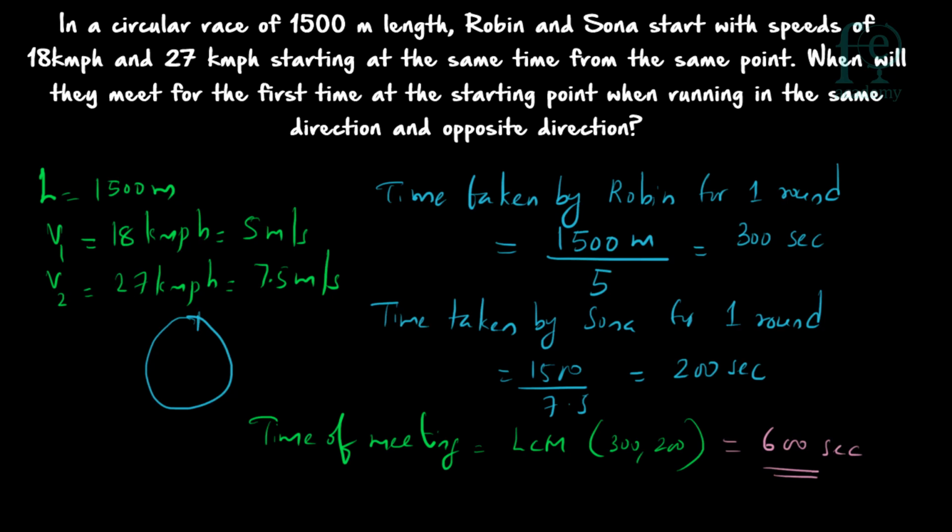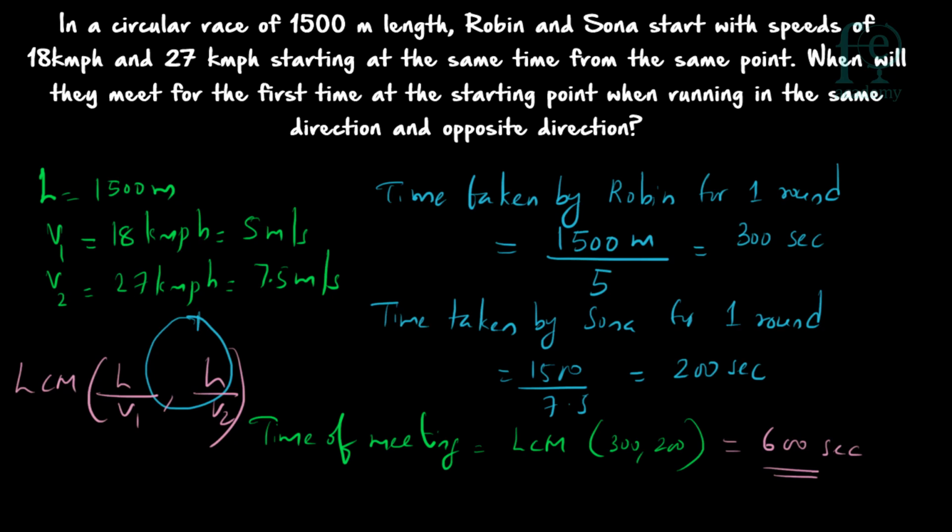So how can you generalize the formula for these kinds of questions? That means, when will the two runners be meeting at the starting point? There your answer will be equal to the LCM of L divided by V1 and L divided by V2. You have to find out the time taken by the two runners to complete one round. L divided by V1 is the time taken by the first runner to complete one round, and L divided by V2 is the time taken by the second runner to complete one round. So the LCM of L divided by V1 and L divided by V2 gives you the time at which the two runners will be meeting at the starting point.